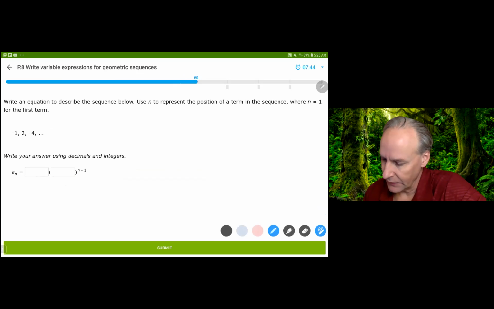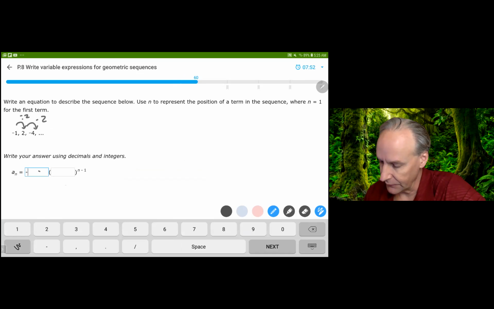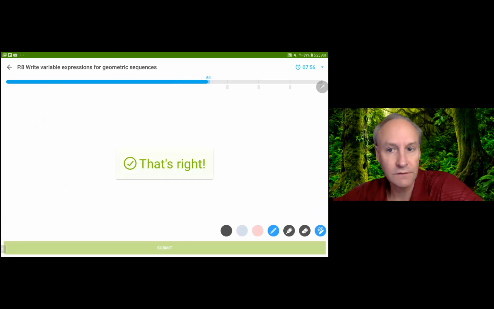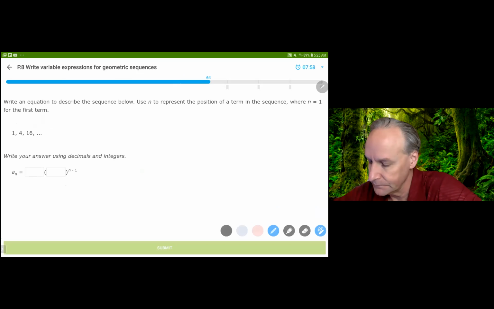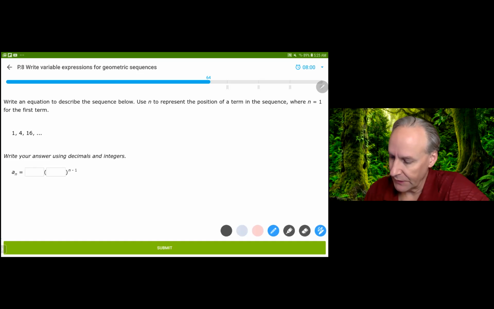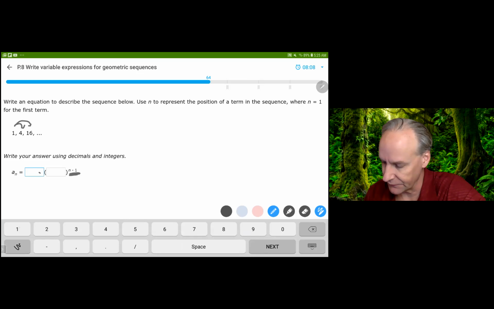Okay, again, we have a -1, and we're multiplying by -2 this time, and -2 again, and so on. So we start with -1, and our multiplier is -2, since we're alternating. This one, our multiplier is 4, and we're starting with 1. I guess they could have messed us up by changing this up, but I don't think they did. I don't think they're going to do it in this one. Maybe in Algebra 2.